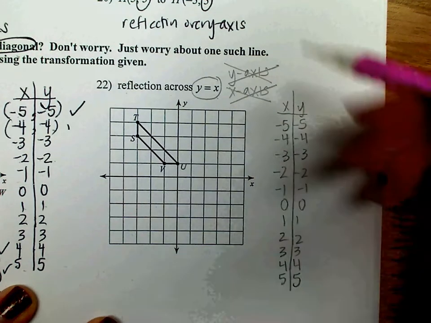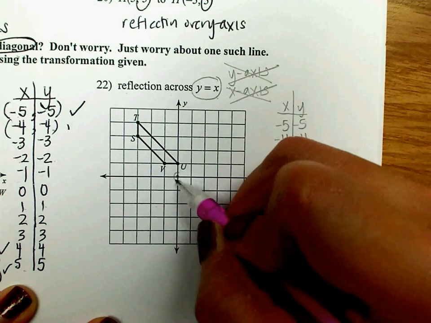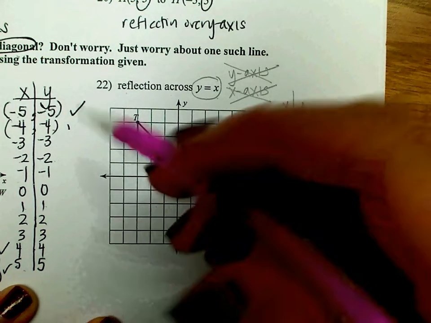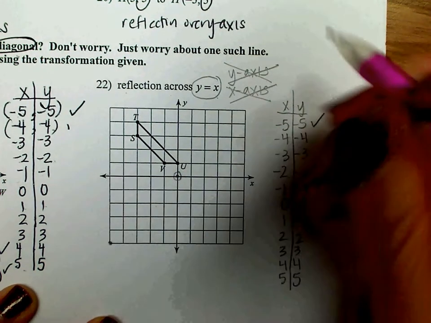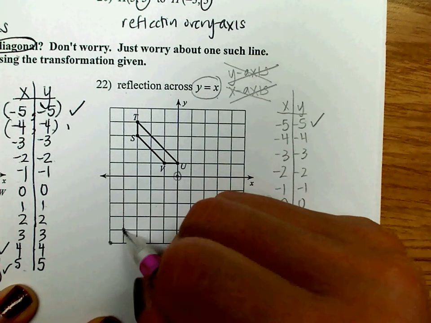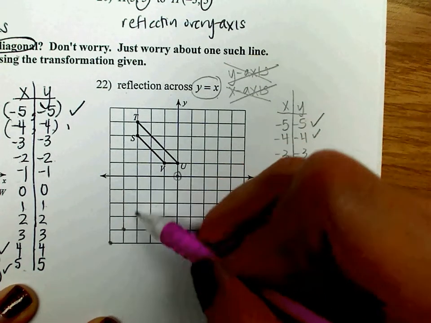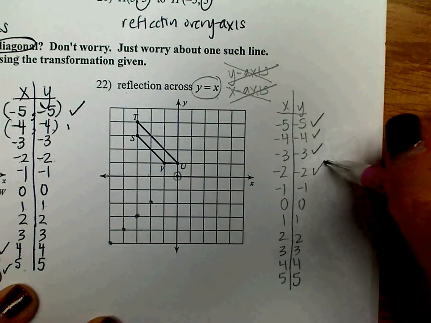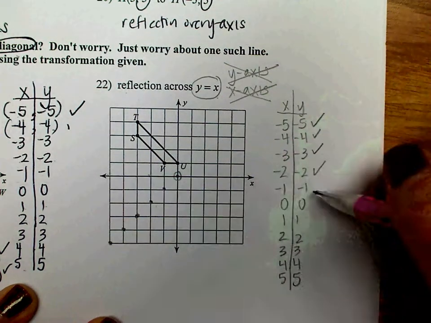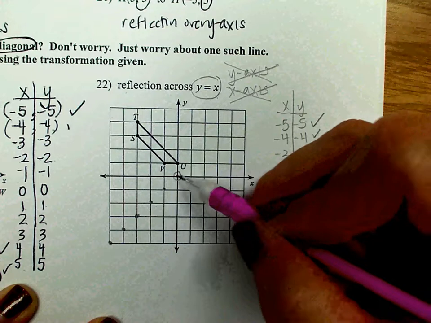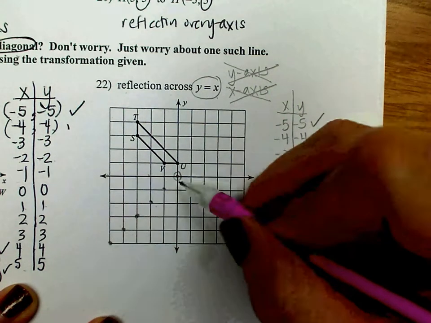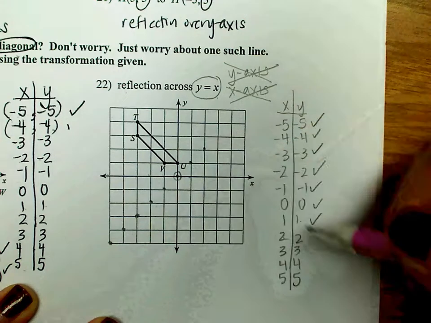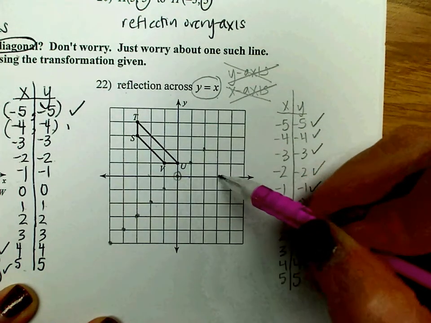Where is -5, -5? Well, I like to know where the origin is, so I'm going to highlight that. I put my pencil there, go left 5 and down 5. Then you go left 4 and down 4. Then left 3 and down 3. Left 2 and down 2. Left 1 and down 1. 0, 0. And then this one's right 1, up 1. Right 2, up 2. Right 3, up 3.